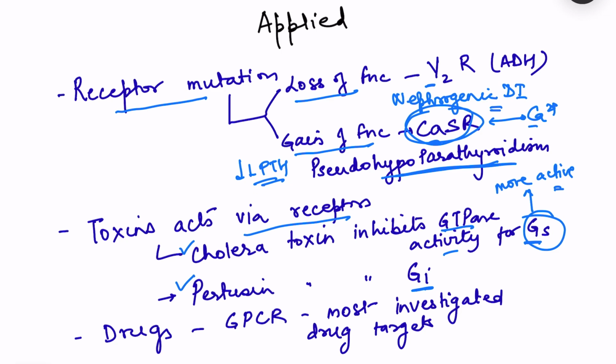Then we have various drugs which act via these receptors. In fact, G protein coupled receptors are the most investigated drug targets. For example, we have beta blockers, alpha blockers, and histamine receptor blockers. So many receptor blockers are there which are targeting G protein coupled receptors. Then we have other mutations as well of this G alpha, Gi, where we have gain of function mutations and loss of function mutations. And with time, we are finding more and more of these kinds of mutations being associated with different diseases.